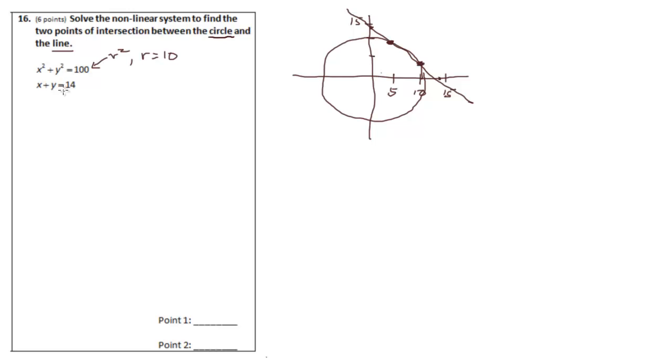We can't use elimination in this problem. We need to use substitution. So we'll solve the linear equation for x or y. If I subtract y from both sides, I get x is equal to 14 minus y. And then I'll take this expression and substitute it for x in my first equation. So instead of x squared, I've got 14 minus y squared, plus y squared is equal to 100.